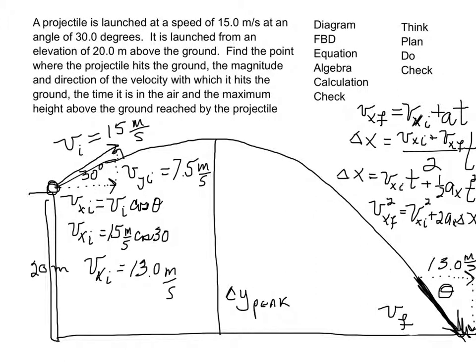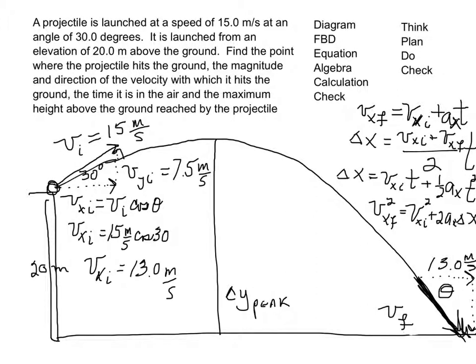We need to find where the projectile hits the ground. That means I need to get this x distance. We need to find the y component of the velocity when it hits the ground. We need to find the time that it's in the air, and we need to find this total height, so any of those things. So stop the video and think about how you would proceed at this point. You're looking at these equations for ideas.